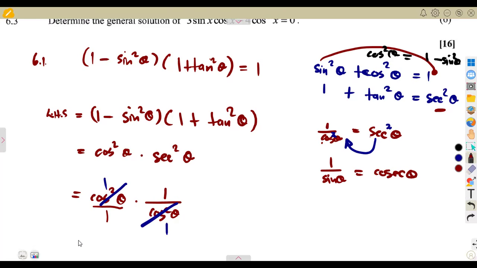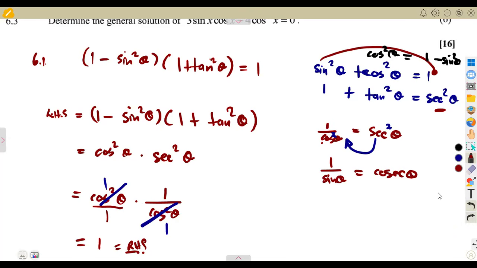And at the end, everything is going to give us a 1, which is exactly what we have on the right-hand side. So meaning to say at the end, our left-hand side is equal to the right-hand side. So this is the idea of the proof.